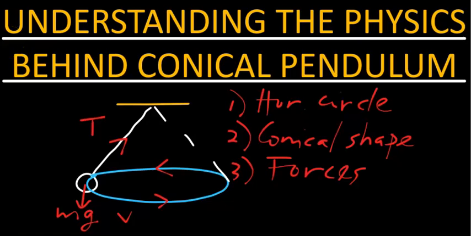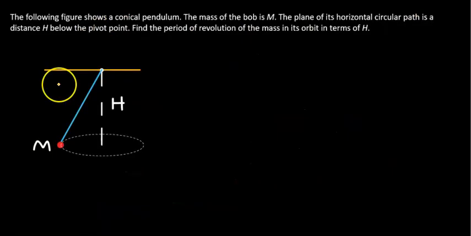To better understand the physics behind this conical pendulum, let's look at the first problem. The figure below shows a conical pendulum. The mass of the bob is capital M. The plane of its horizontal circular path is distance h below the pivot point. Find the period of revolution of the mass in its orbit in terms of just h.